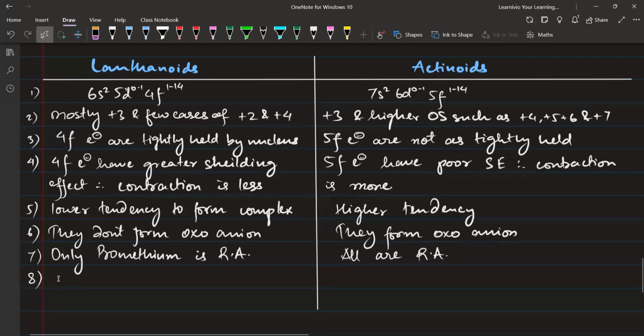Eighth, these are generally less basic and these are more basic. That means they can react very quickly with acid. More basic.